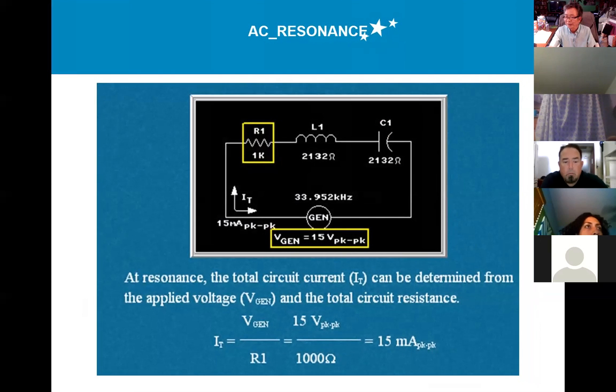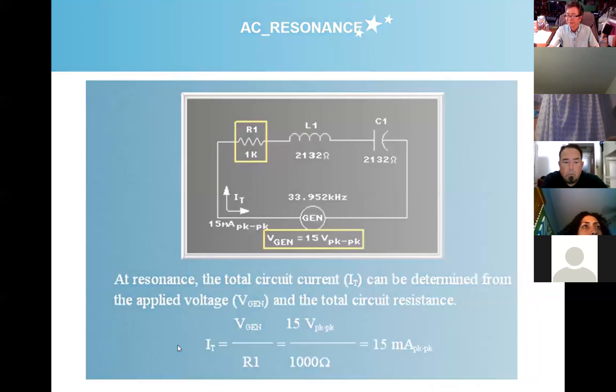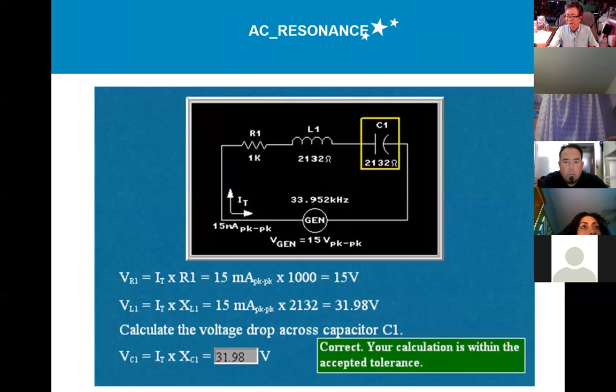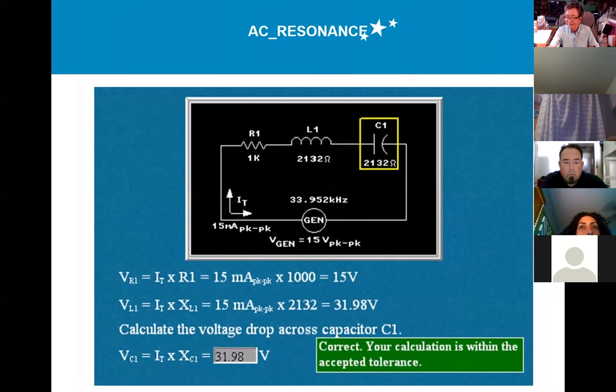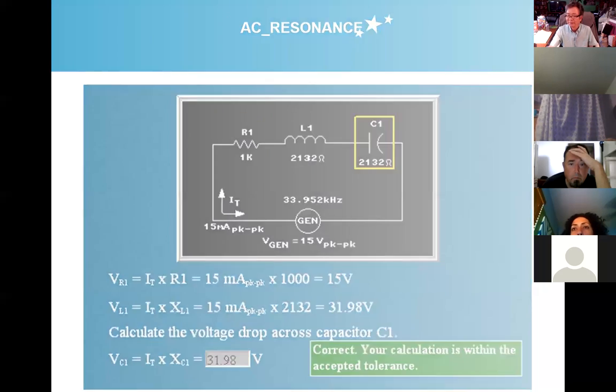And here they calculate the total current, that means the maximum current. And this one, they want VC1 or VC2. When you're doing your lab, you have to get through it. If you cannot get the right answer, you cannot continue until you get it right.